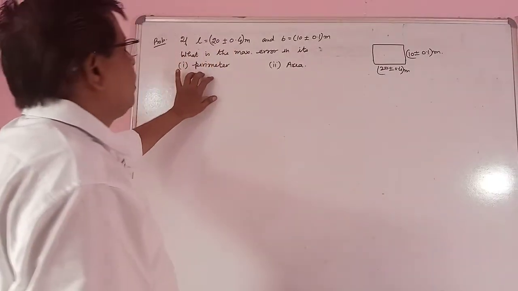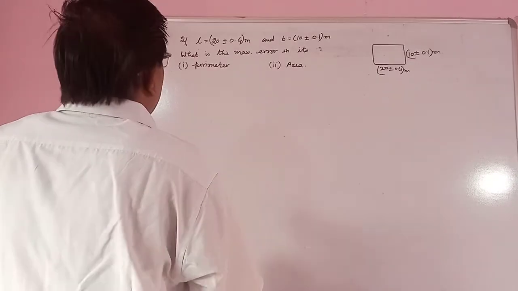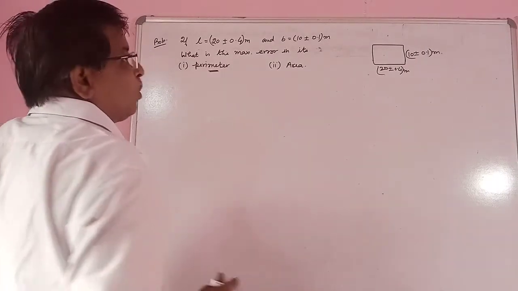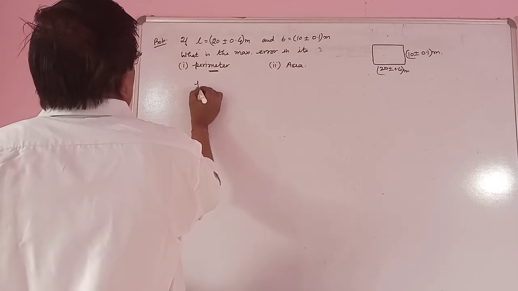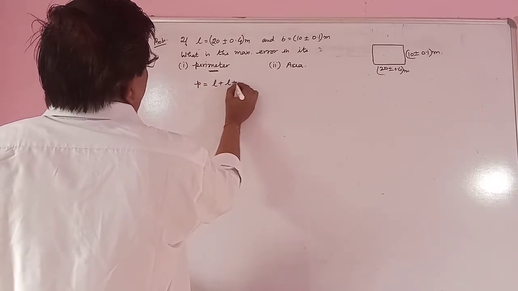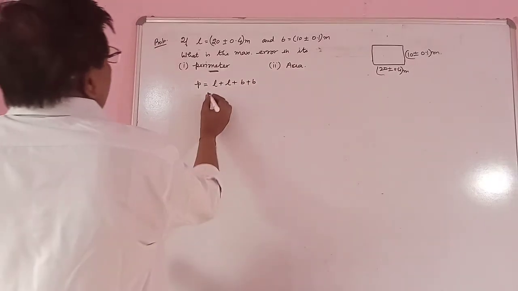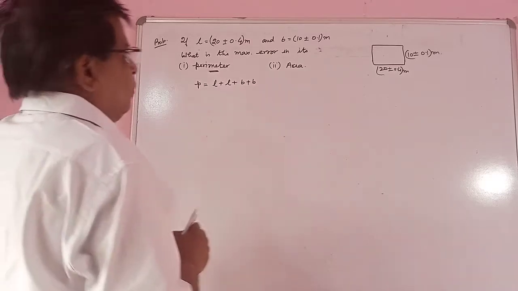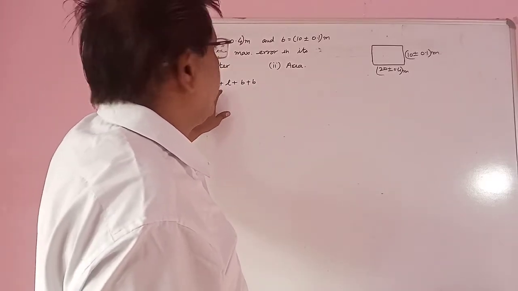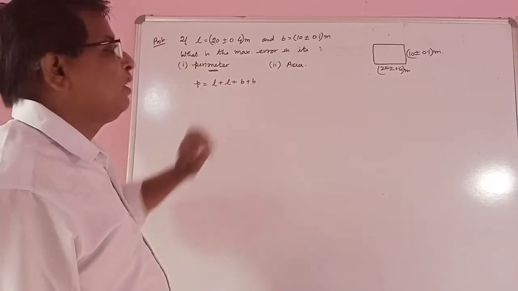So what is the formula of perimeter and of area? In case of perimeter, this is a problem of sum, addition. What is the formula of perimeter of a rectangle? Twice the length plus width. So L plus L plus B plus B.